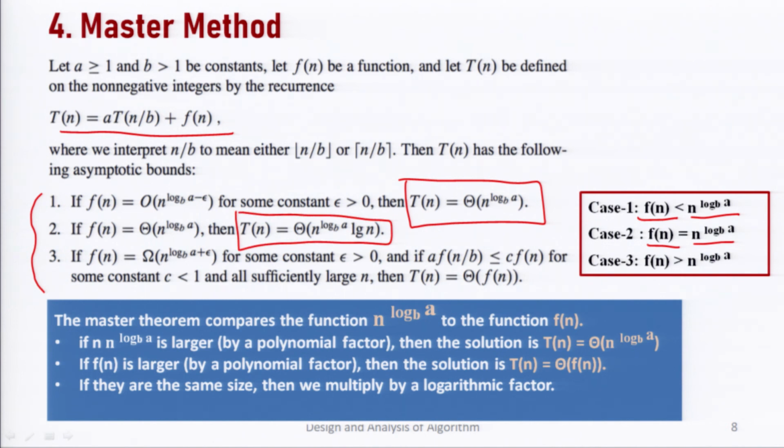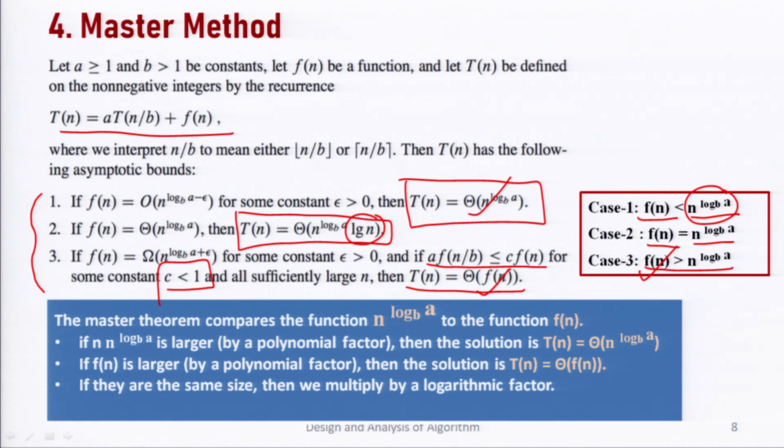Now, case 3: if f of n is greater than n to the power log a base b, in that case we need to check one more condition. This condition is a f of n by b less than or equal to c f of n, where c must be less than 1. If this condition is satisfied, then we can write T of n is equal to theta of f of n. In case 1 and case 3, whichever term is larger, the solution comes in the form of that term. Here n to the power log a base b is larger, so the solution is in that form. Here f of n is larger, so the solution is in that form, while in the equal case we add one more term, that is log n.